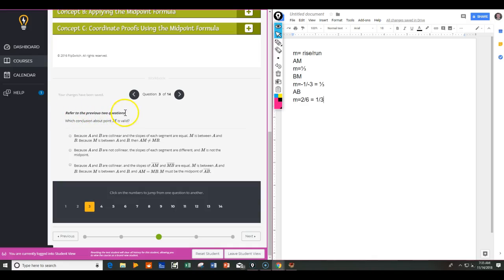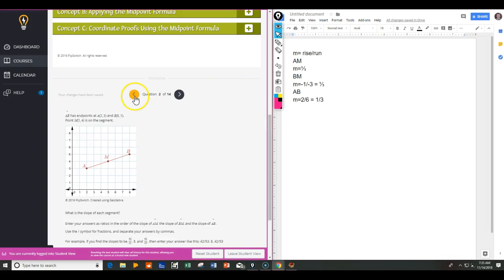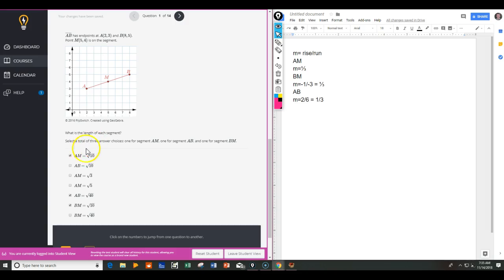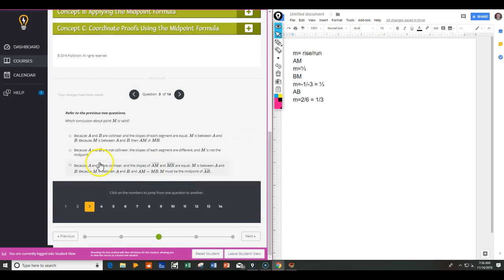Okay, refer to the previous two questions. Which conclusion about point M is valid? Because A and B are collinear and the slopes of each segment are equal, point M is between A and B. Because point M is between point A and point B, then segment AM does not equal the distance of segment MB. That was false because in question 1, we found that segment A to M was equal to the square root of 10 and that the segment of B to M was the square root of 10. So that one's not true.